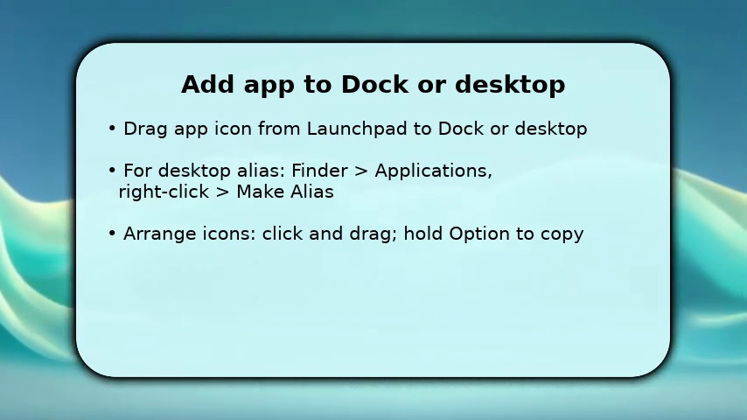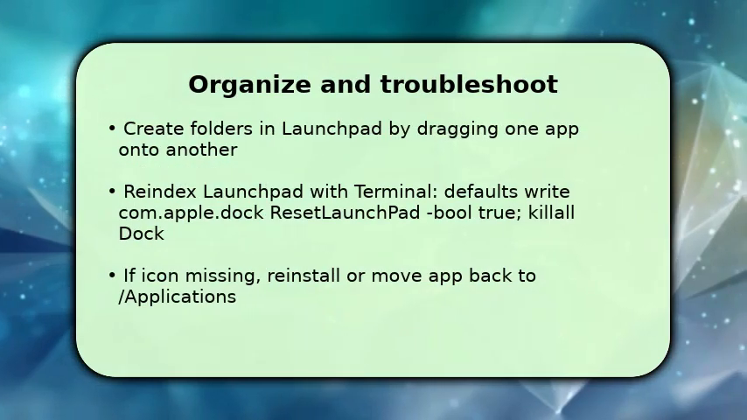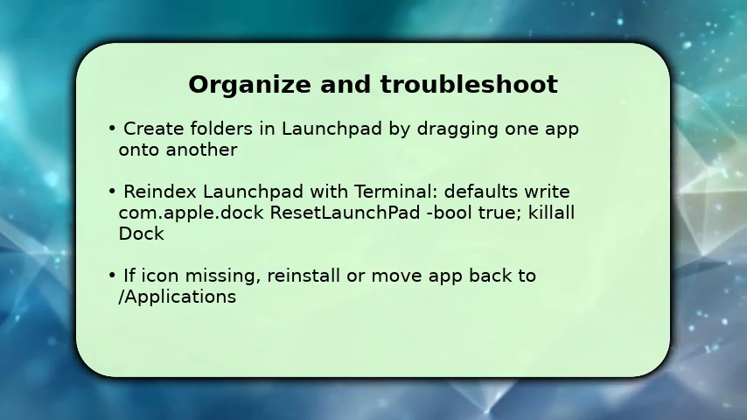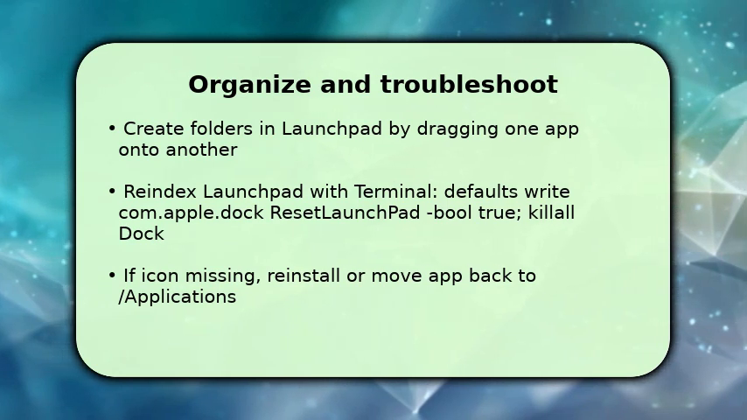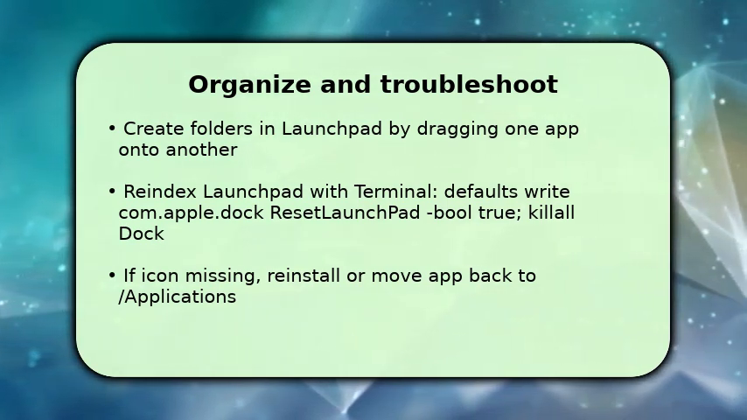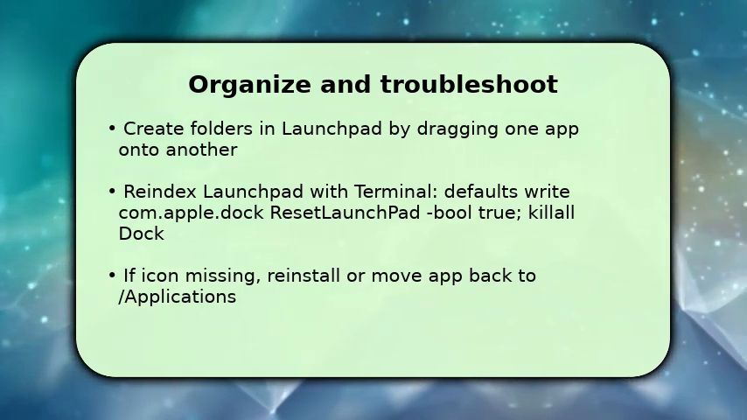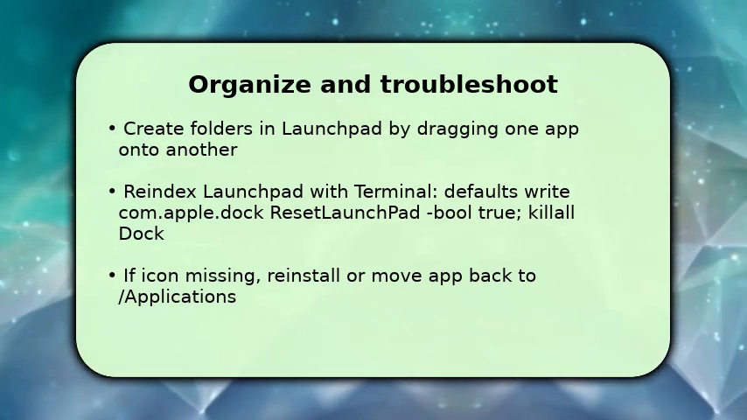Finish by organizing and fixing any issues. To group apps, drag one icon onto another in Launchpad to form a folder. Name it for clarity. If an icon fails to appear on the home screen or dock, reindex Launchpad: open Terminal, run defaults write com.apple.dock ResetLaunchPad -bool true and then killall Dock to refresh. If problems persist, make sure the app is in /applications and reinstall from the App Store if necessary.